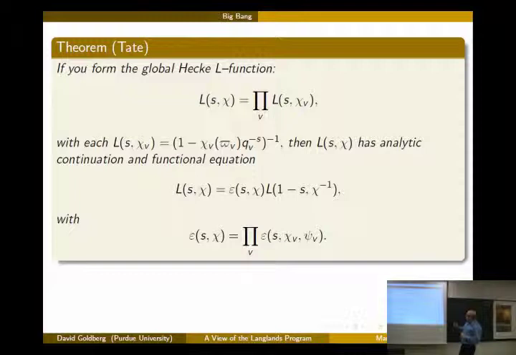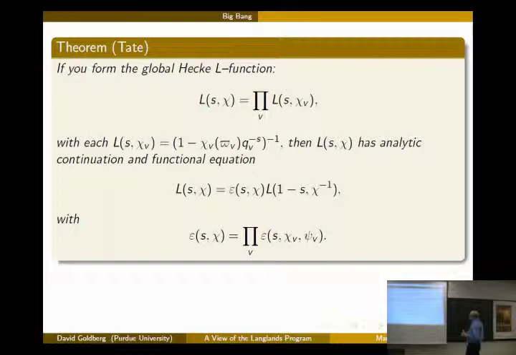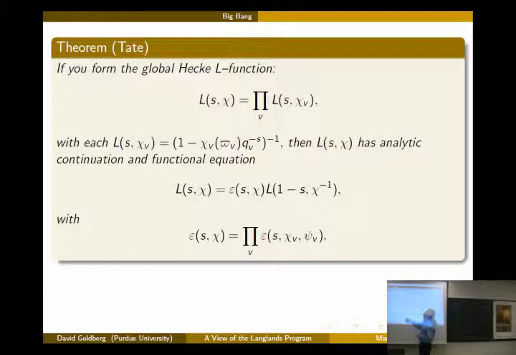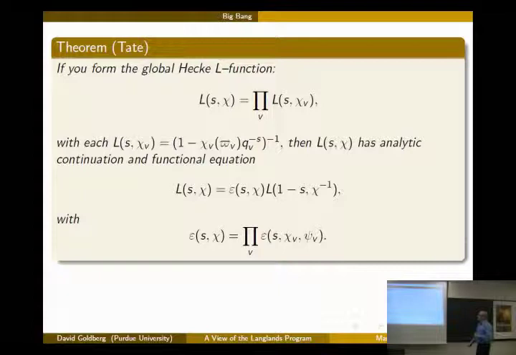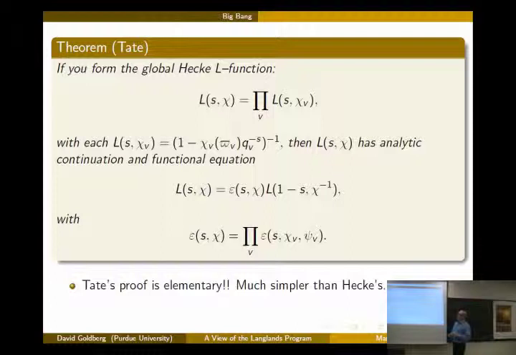Then this L series has analytic continuation and a functional equation, and I can also tell you what this constant is here, namely it's given by some product of local constants. That is, there's a local functional equation which I didn't mention, and this comes out. And this psi is just a choice of additive character at each point, and it's interesting that you have to make a choice at each prime, but the product is independent of that choice.